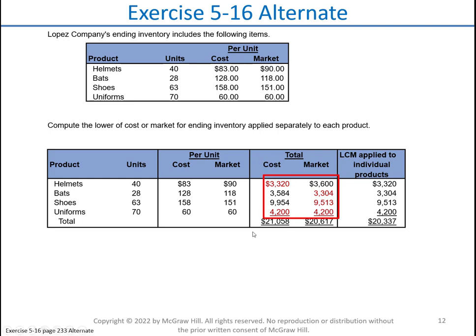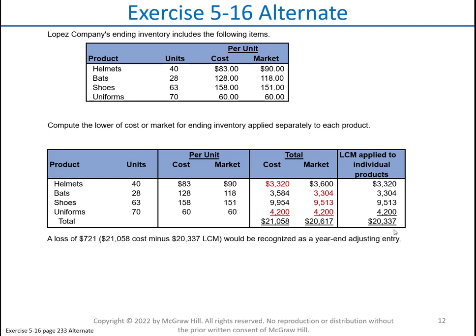We have our cost on our books at 21,058, but the lower of cost or market is only 20,337, so we actually have to record a journal entry to record the loss of the difference, which comes to 721.